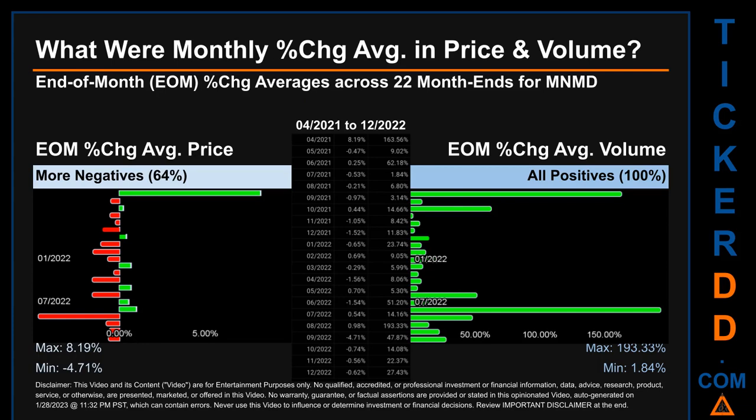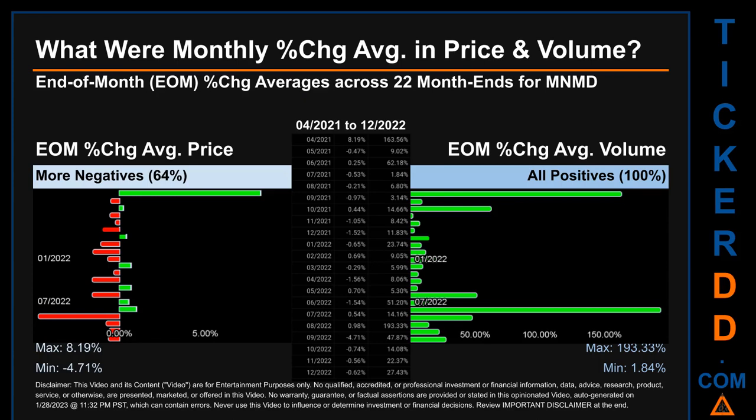What were end-of-month percentage change averages in price and volume for MNMD? The monthly average of percentage change, in price and in volume, were calculated for each of the 22 month ends. That calculation took daily percentage changes and averaged them for each given month. If a month end came out negative, then it means that the month summarily saw a negative change.